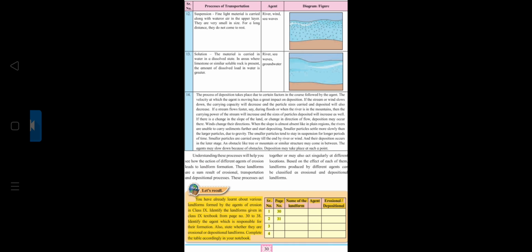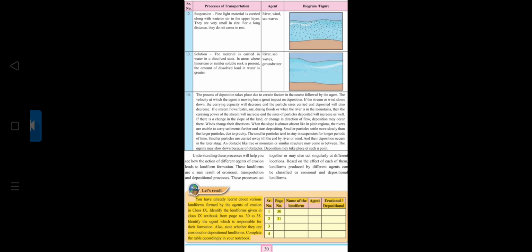If a stream flows faster, say during floods or when the river is in the mountains, then the carrying power of the stream will increase. Now, if it's in the mountains, the power of the stream will increase and the sizes of particles deposited will increase as well.